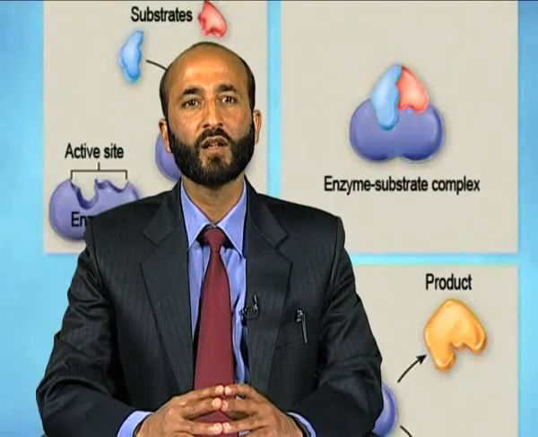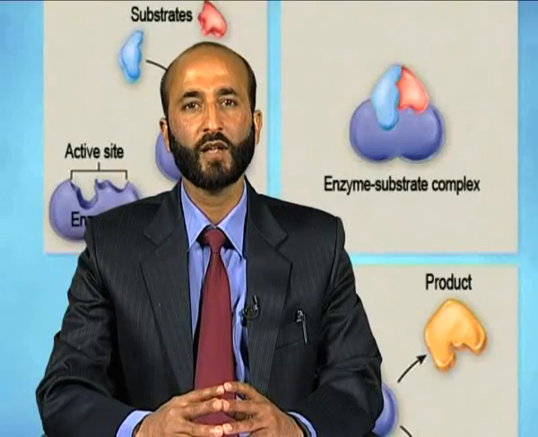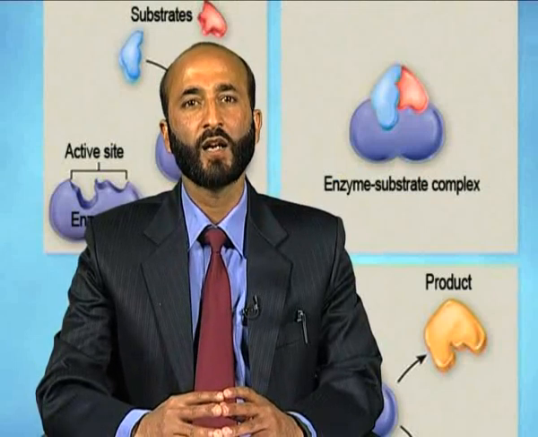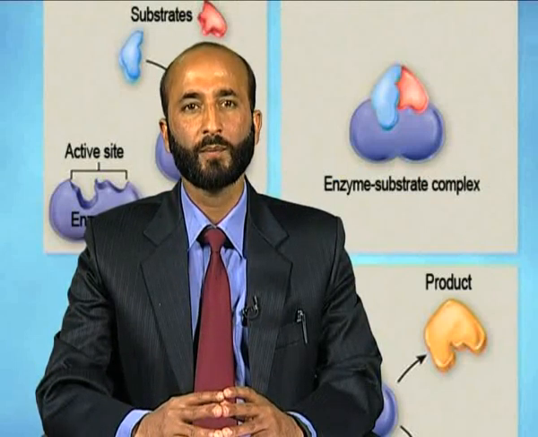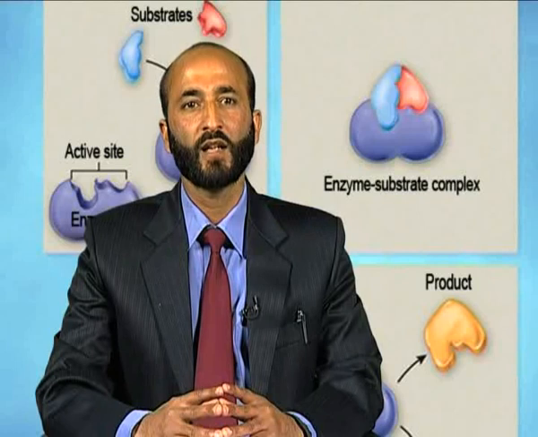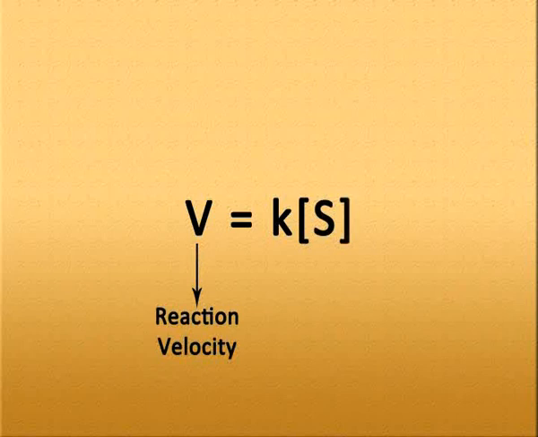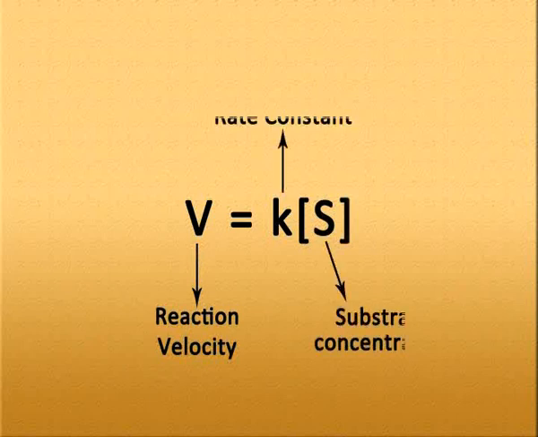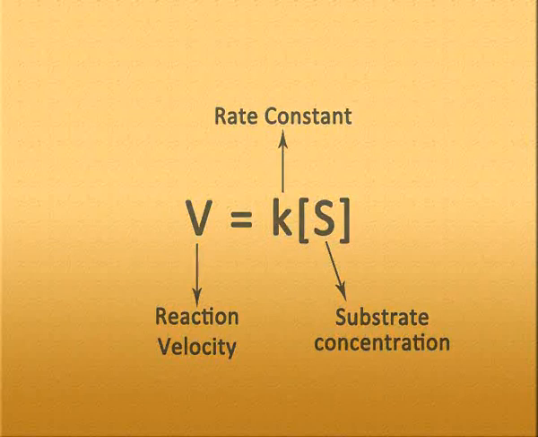Activation energies are energy barriers to chemical reactions. The rate at which a molecule undergoes a particular reaction decreases as the activation barrier for that reaction increases. The rate or velocity of the reaction, which is denoted by V, is given by the expression V is equal to Ks, where k indicates the rate constant and S the substrate concentration.